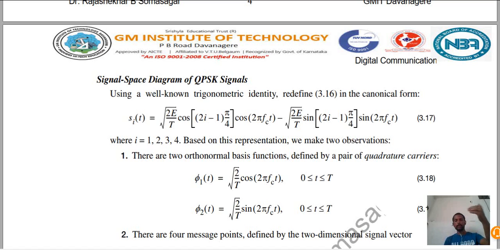What we discussed in binary PSK is the same expression, cos 2 pi fc t. Here each of the basis functions has unit energy, so that E equals 1, so this becomes square root of 2 by T cos of 2 pi fc t.